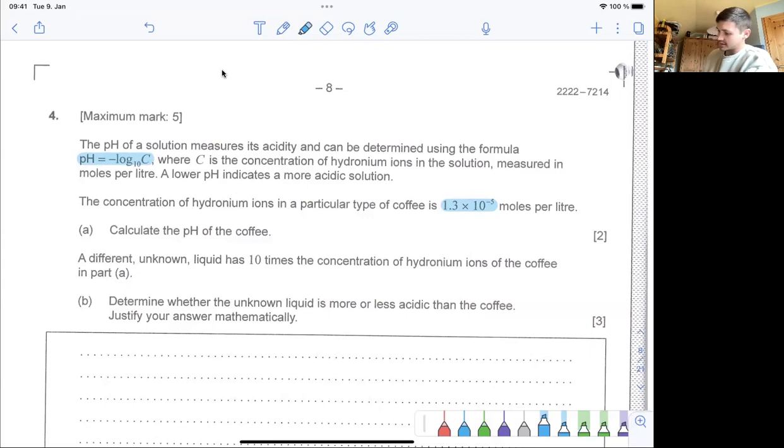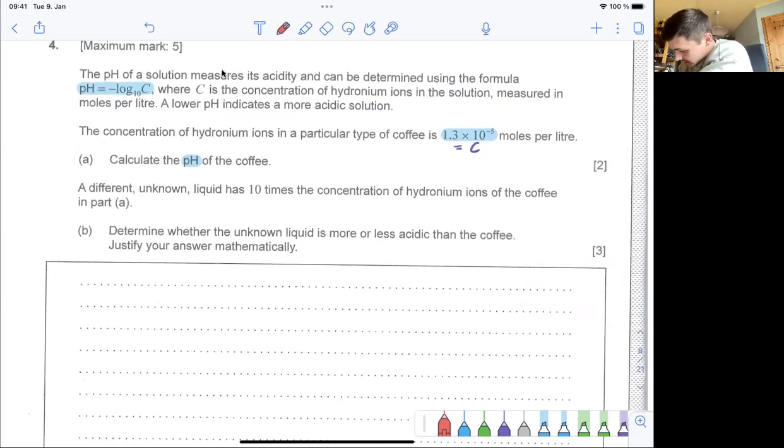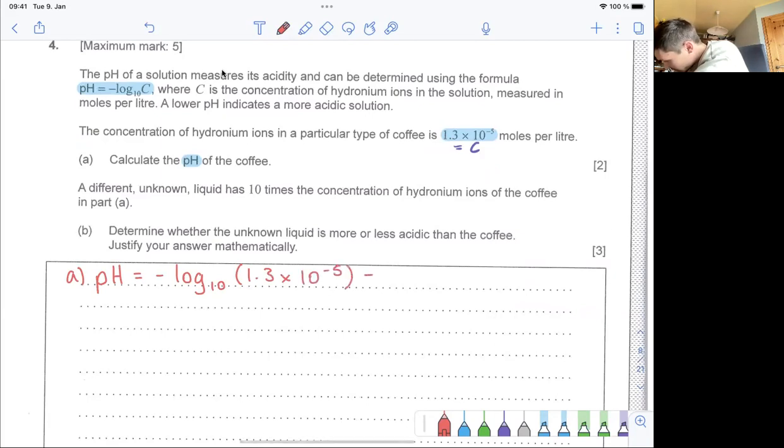All right, part A asks us to calculate the pH of this type of coffee. So relatively straightforward here. We've just essentially got to substitute in this number here, 1.3 times 10 to the power of -5. This is going to be our C. We just have to substitute that into our pH formula. So without further ado, let's do this. pH is going to equal negative log to the base 10 of 1.3 times 10 to the power of -5.